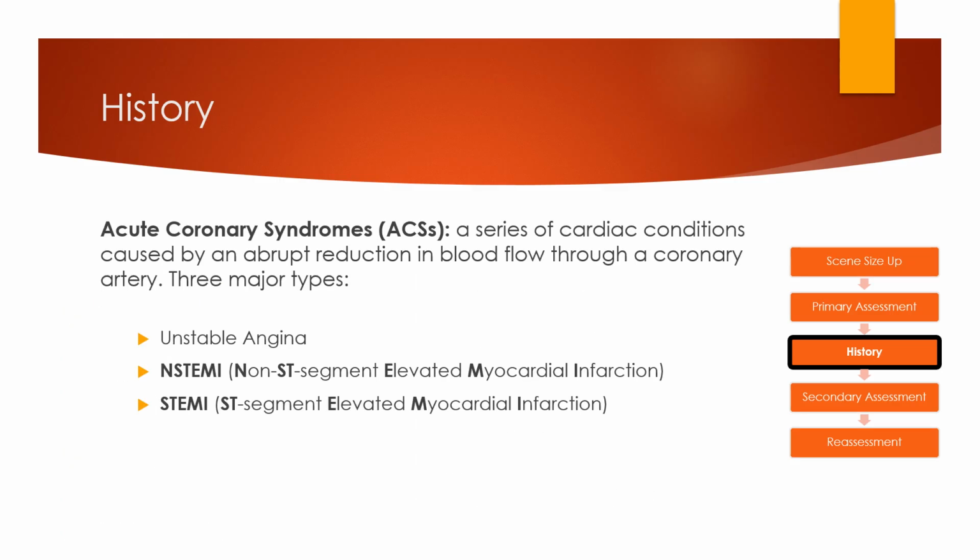All right, let's talk about acute coronary syndromes, okay? Because a lot of this is going to focus on ACS, but not everything we talk about today. So acute coronary syndromes are a series of cardiac conditions caused by an abrupt reduction in blood flow through a coronary artery, okay? So patients having some version of a heart attack, right? There's reduced blood flow, they're going to have ischemia, and they're going to have chest pain, right? Or a chest pain equivalent, right? So these acute coronary syndromes can be broken down into unstable angina, NSTEMI, and STEMI.